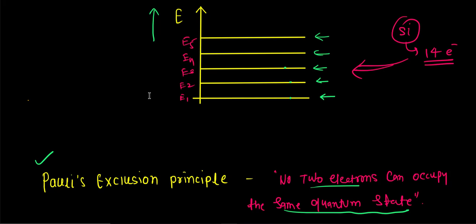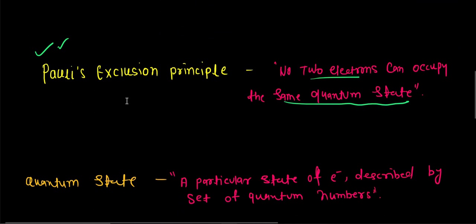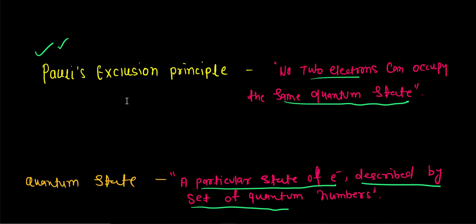So now we are discussing how these 14 electrons, or whatever number of electrons there are, will be filling up these energy levels, okay? For that we are discussing a few facts. Now the number one rule is that no two electrons can occupy the same quantum state, okay? Now what is a quantum state? A quantum state is a particular state of an electron described by a set of quantum numbers.